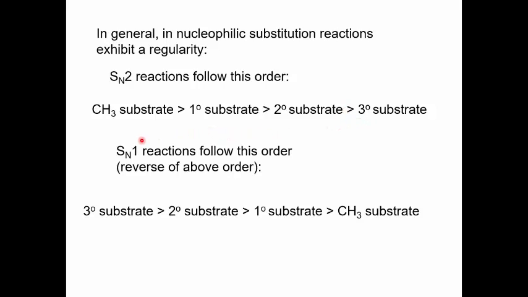Now, in SN1 reactions, that pattern is completely reversed. SN1 reactions follow this order. Of all the possible substrates, the tertiary substrate is in fact the most reactive, more reactive than secondary, the secondary more reactive than primary, and the primary more reactive than methyl. Here, a tertiary substrate is the most reactive, and the methyl substrate is the least reactive in a substitution reaction following an SN1 mechanism.